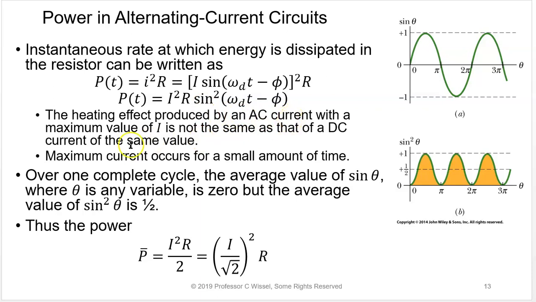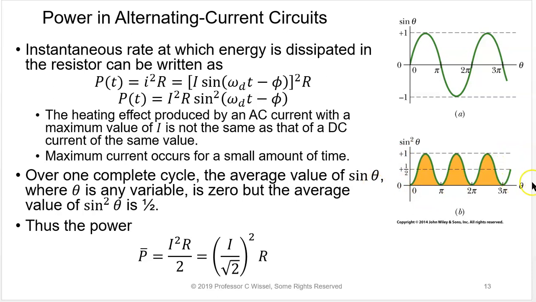The heating effect produced by AC current with a maximum value of I is not the same as that of a DC current of the same value, because I is only there for a very short time. Maximum current only occurs just basically instantaneous as it reaches the peaks of the cycle. Now, over one complete cycle, the average value of sine theta, where theta is any variable, is 0. You can see that by just looking at this. But the average value of sine squared theta is 1/2. And you can see that by looking at this.